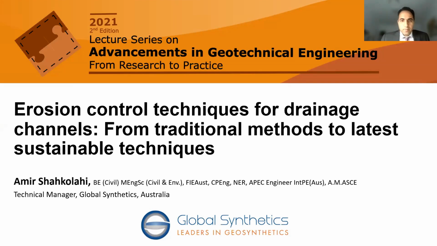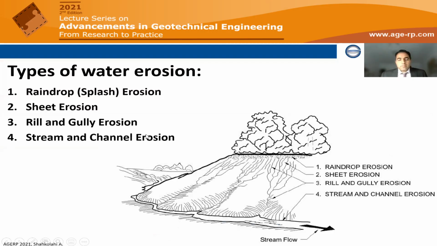The source of water erosion can be different things. The type of water erosion can be raindrop erosion because of rain. It can be sheet erosion. It can be rill and gully erosion, or stream and channel erosion. We are not talking about what these types are or how these happen. We are assuming that we know about the type of erosion, and we are mainly talking about water erosion.